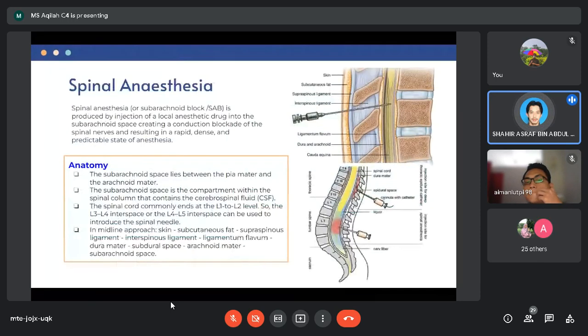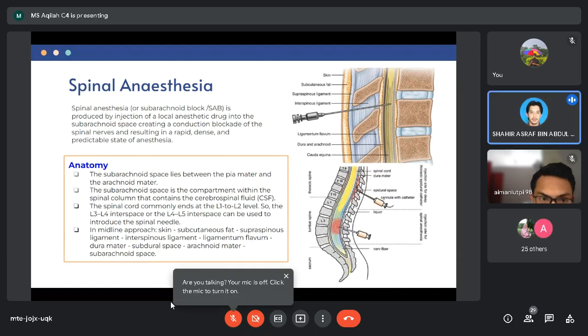Next. Any other approach for spinal anesthesia other than the midline approach? We can use the lateral approach. Let me see. Lateral approach? That is position. You can do it sitting or in lateral position, correct? Yes. But other than midline, what are the other approaches you can do spinal anesthesia? I forgot the name. Okay, another one is the paramedian approach.